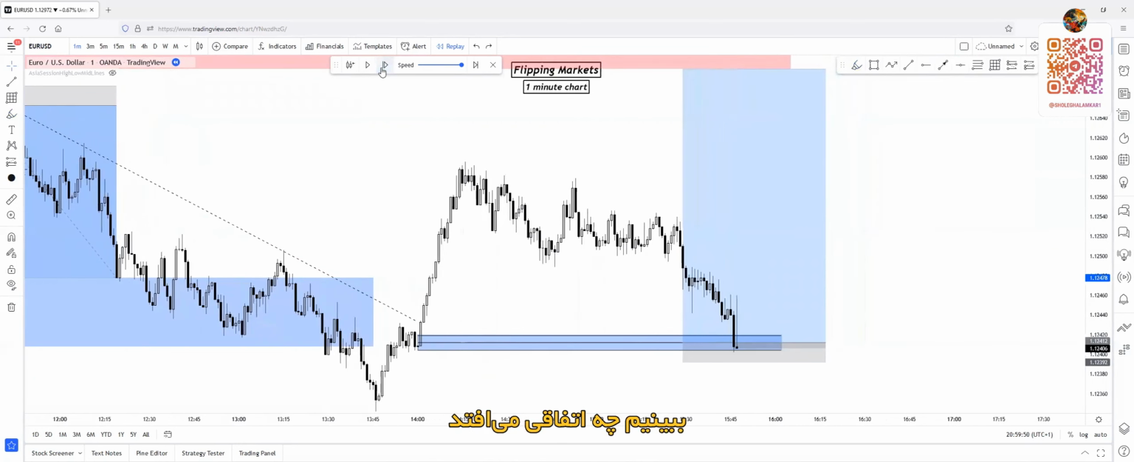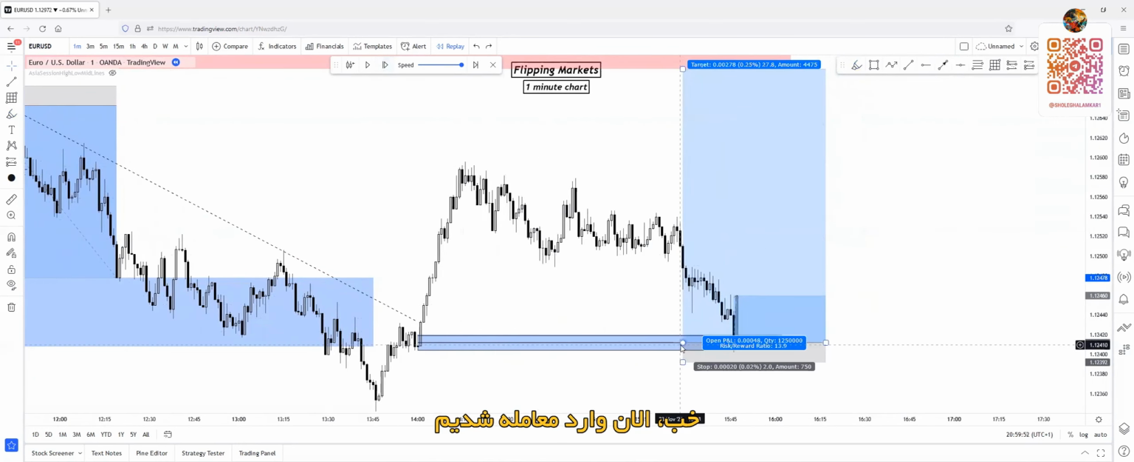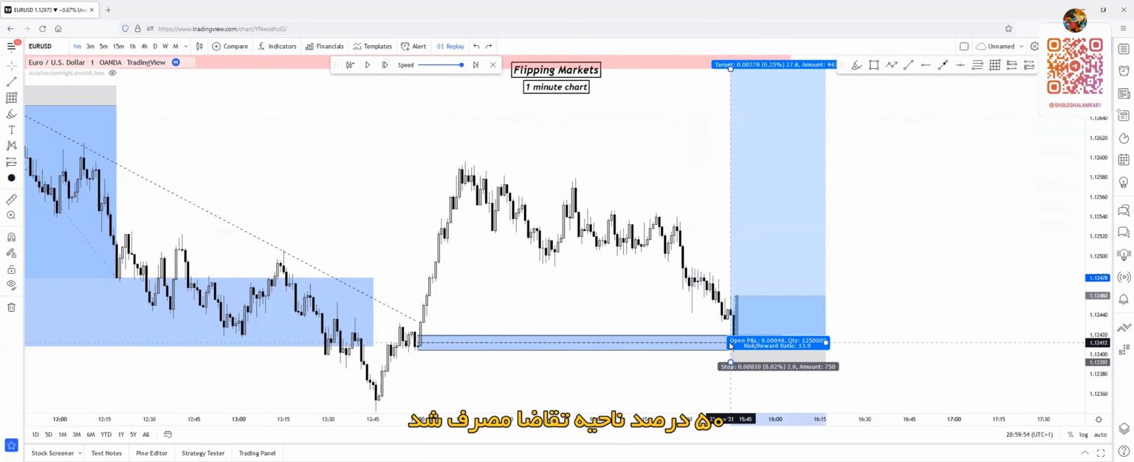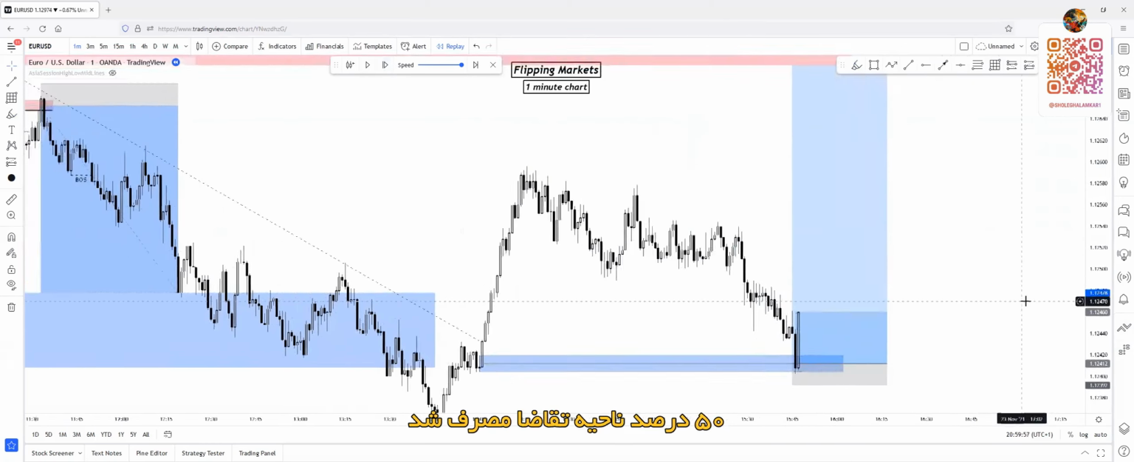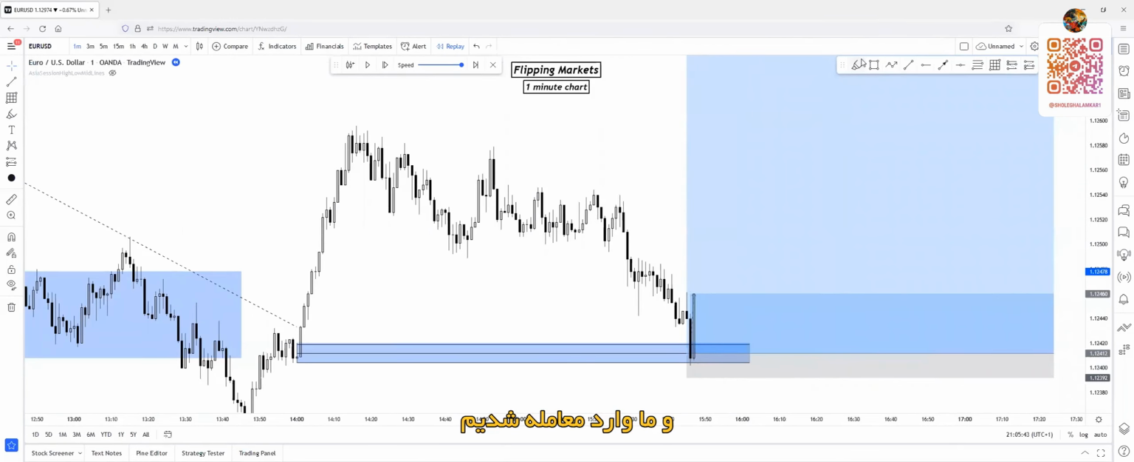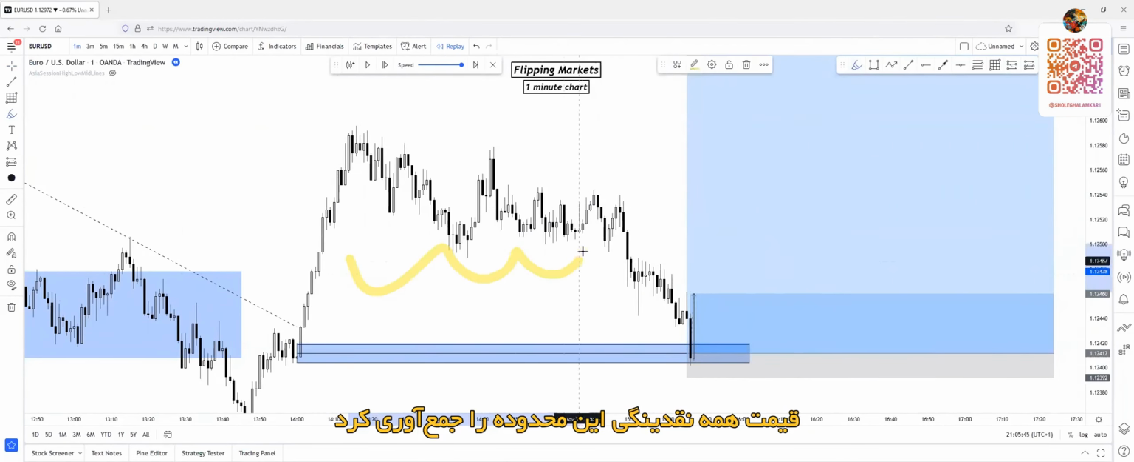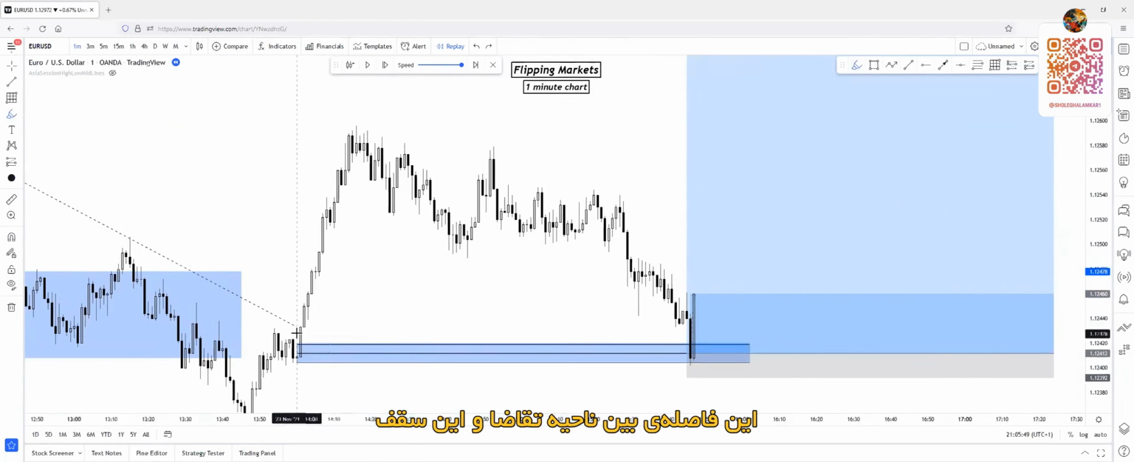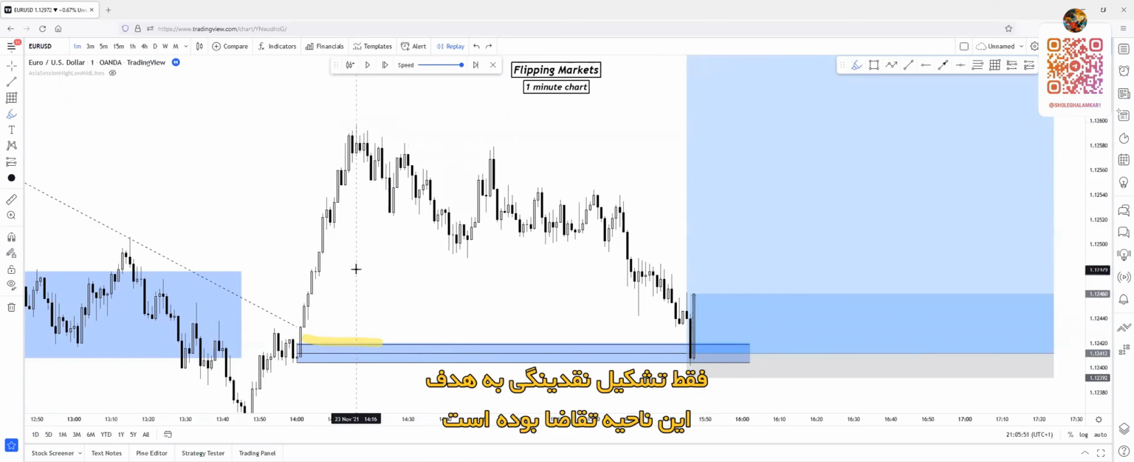Let's see what happens. Okay, and actually we are tagged into the trade right now. As you can see, it mitigated the 50% of this demand zone, and we are tagged into the trade. So price collected all of the liquidity from this region. As you can see, this region between the demand zone and this high was just a liquidity build up just for the demand zone.